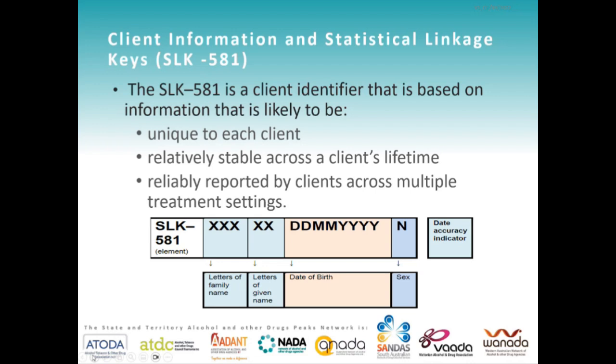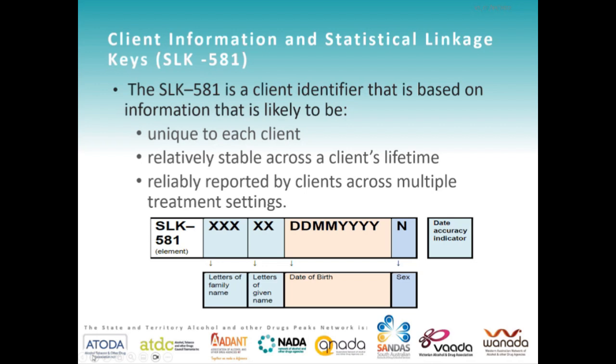So a couple of letters from the first name, a couple of letters from the last name, date of birth, and then the sex, which then means that that person's journey through other types of treatment or accessing other types of social services like homelessness services can be triangulated for research purposes and for understanding patterns of service use.